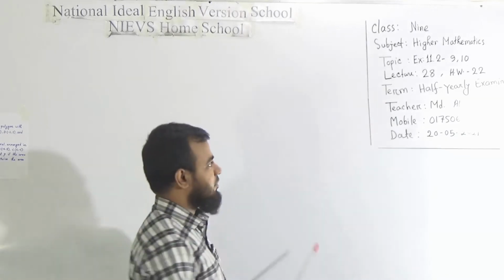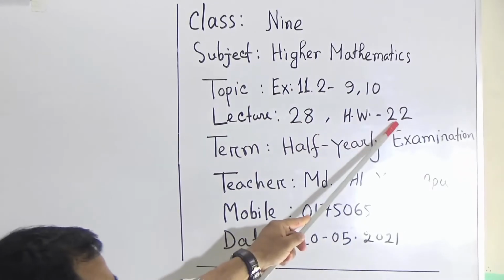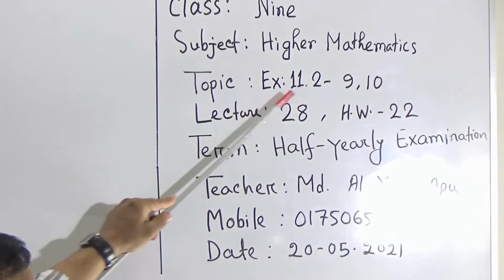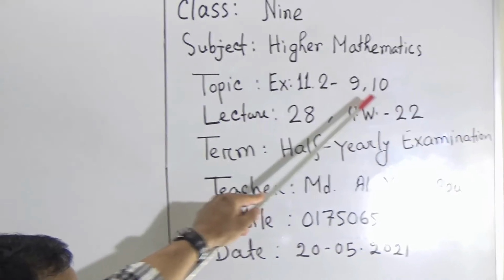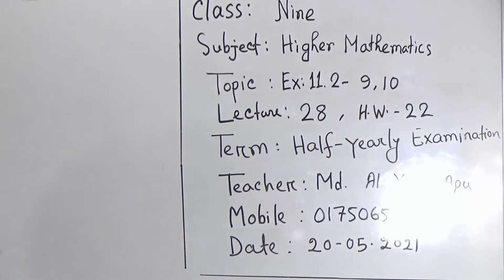Today our lecture number is 28 and you have a homework. Your homework number is 22. Our today's topic is exercise 11.2, question number 9 and question number 10. That means we'll solve two questions today. Also we'll discuss some formula from this chapter.